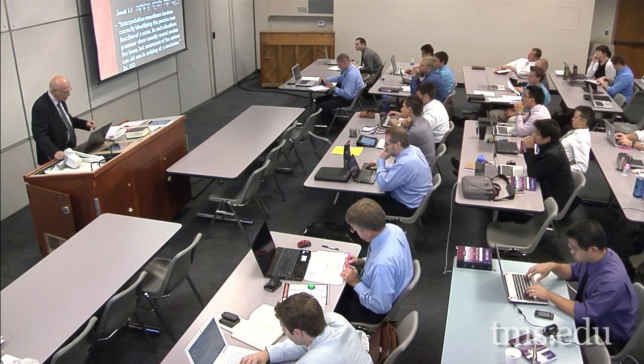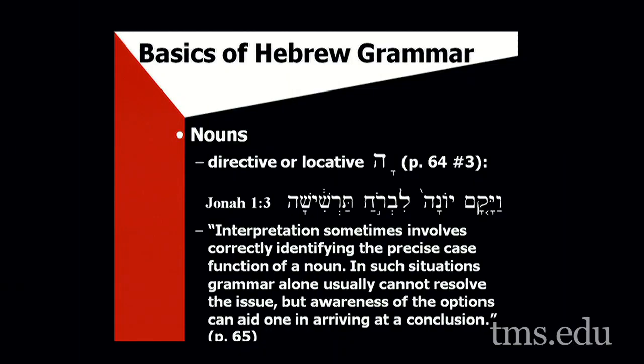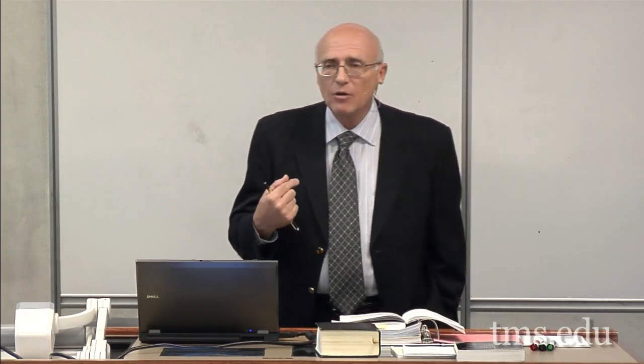Here it's a directive. On page 65, Chisholm says, interpretation sometimes involves correctly identifying the precise case function of a noun. In such situations, grammar alone usually cannot resolve the issue, but awareness of the options can aid one in arriving at a conclusion, as here. Comet's hey ending, what are your options? If it's a noun, look first to see if it's just a feminine singular noun that ends in comet's hey. Check it in the lexicon. But if you find out, as here, that the form is Tarshish, it does not have a comet's hey on it, then you've got to ask the question, is it a third feminine singular pronominal suffix? Well, the third feminine singular pronominal suffix is normally distinguished in such a situation by having a mapik, that dot that looks like a doggish in the hey. It's not here, so it's not a pronominal suffix. So it is a noun inflection.